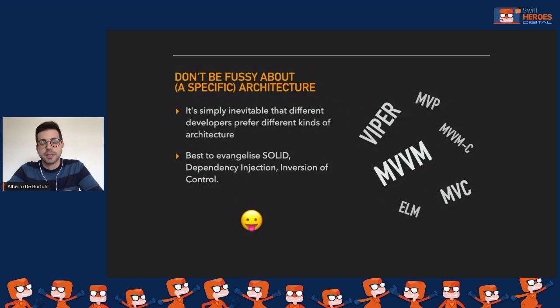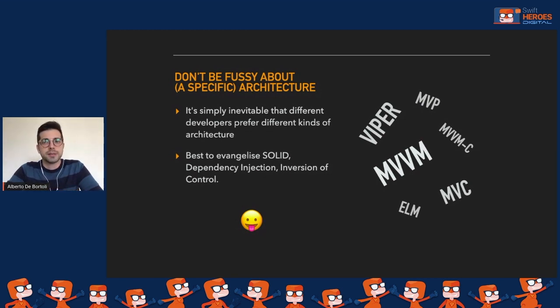Following up on this, don't be fussy about a specific architecture. It's simply inevitable that some developers prefer some kinds of architectures, while others prefer others. I'm talking, of course, about reasonable and well-known architectures such as MVC, MVVM, Viper, this kind of stuff.